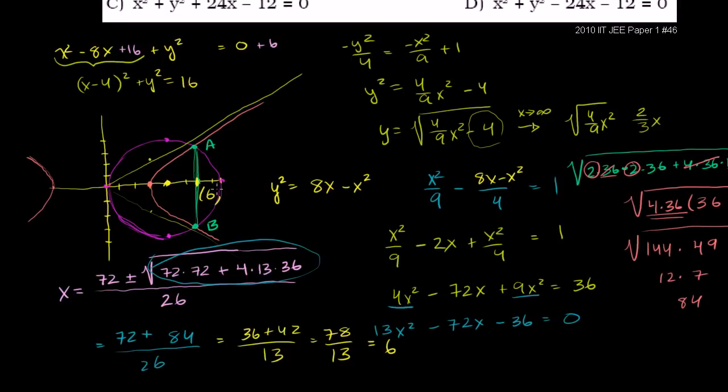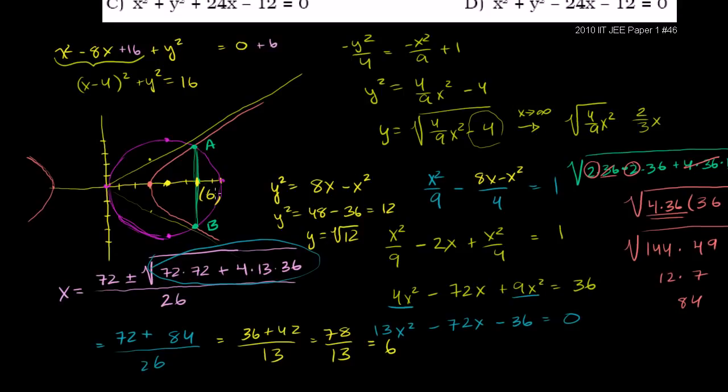We don't know what the y-coordinate is, so let's do that. It's pretty easy to solve. We could substitute x equals 6 into any of these equations. This one is probably easier right over here. So we get y squared is equal to 8 times 6 is 48 minus 36, which is equal to 12. And so y is equal to the square root of 12. We could simplify that radical if we want.